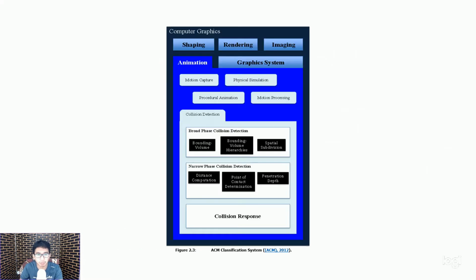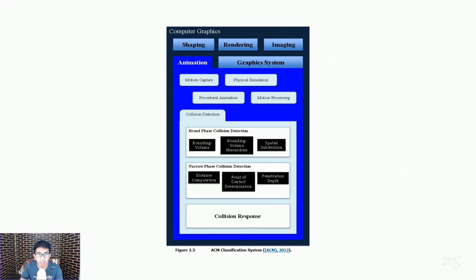Okay, let's move on. So where is the collision detection actually located? Collision detection is located inside animation, which is also part of the graphic system, but in computer graphics. So it has shaping, rendering, imaging, animation, and graphic system. Okay, so this is where the collision detection is located. It has broad phase collision detection, and it also has narrow phase collision detection.